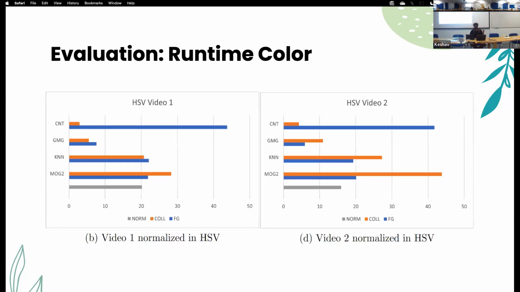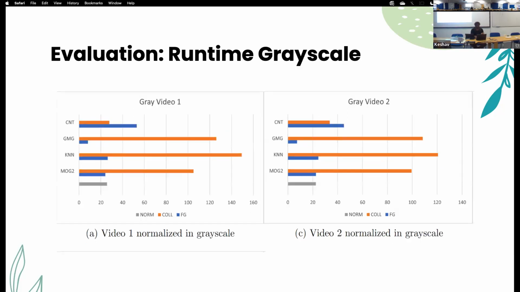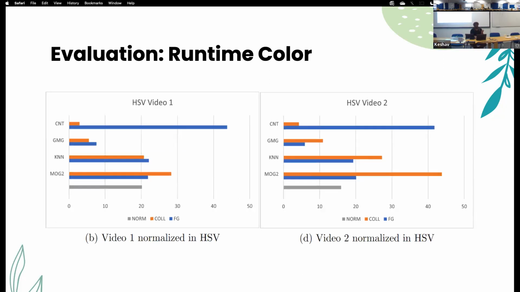Here again, we look at this same runtime analysis, but over color videos. Looking at the bottom axis and comparing it to the previous slide, we see that we're only capping out at 50 iterations per second here, while here we were going above 140.